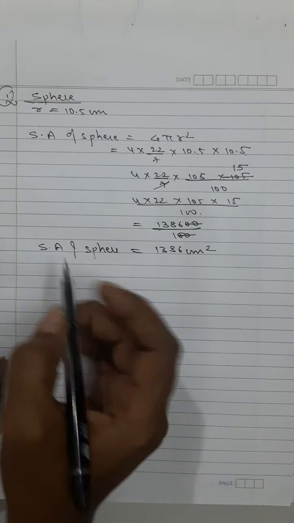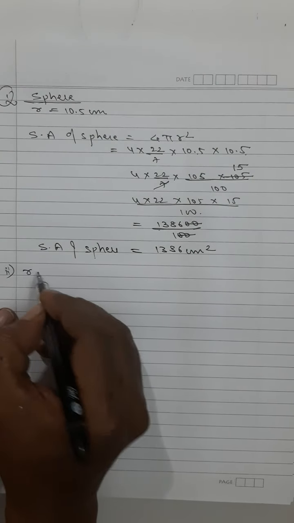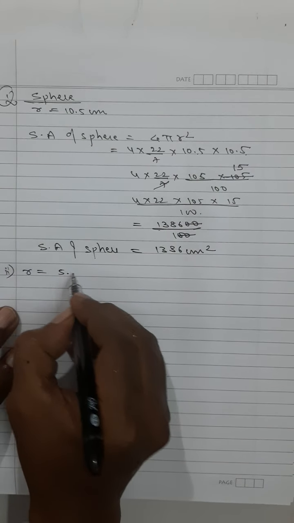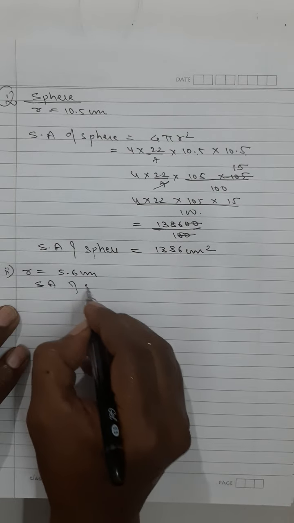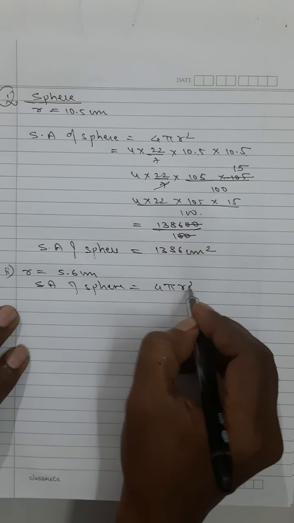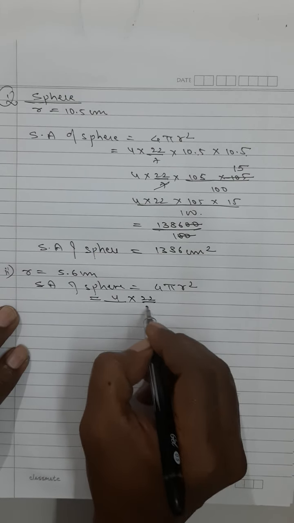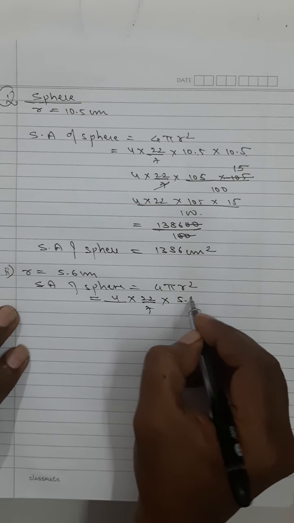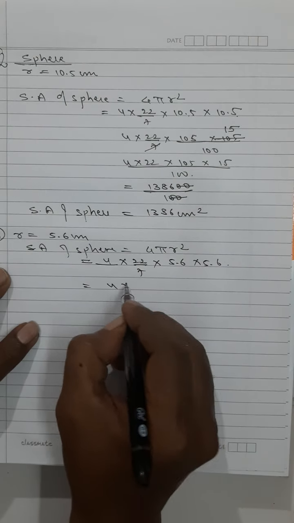So proceeding further, question number 1 we have done, now sub question 2 of question number 1. This is going to be same. R is equal to 5.6 centimeter. I hope now we have understood that. We have to just use surface area of sphere. The formula for that is 4 pi r square, that is 4 into 22 upon 7, r is 5.6 into 5.6. If you want, you can proceed further in the same way.